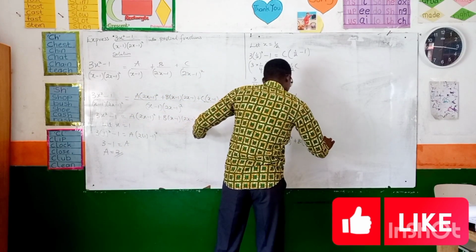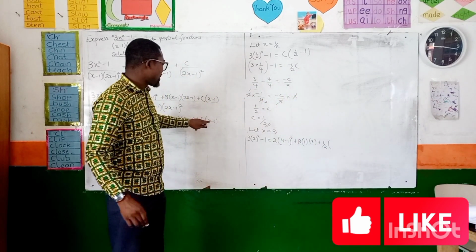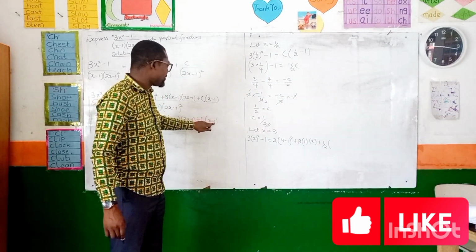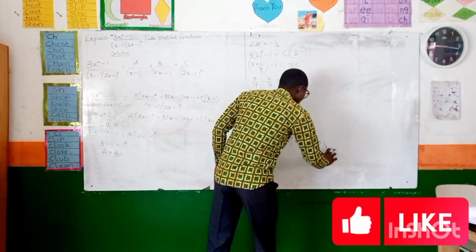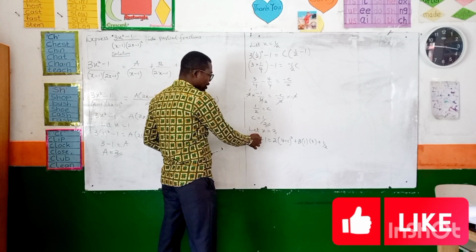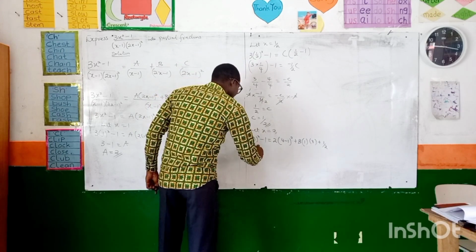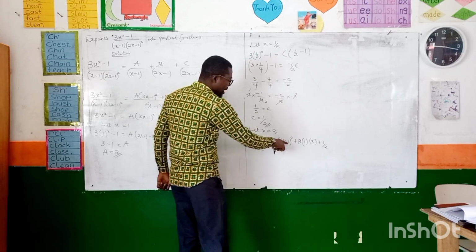Then plus c. My c is 1 over 2. Then x minus 1. My x is 2. So 2 minus 1 will give me 1. So there's no need to rewrite that. Okay. Now, 2 squared is 4. 4 times 3 is 12. 12 minus 1 gives us 11. 4 minus 1 is 3.